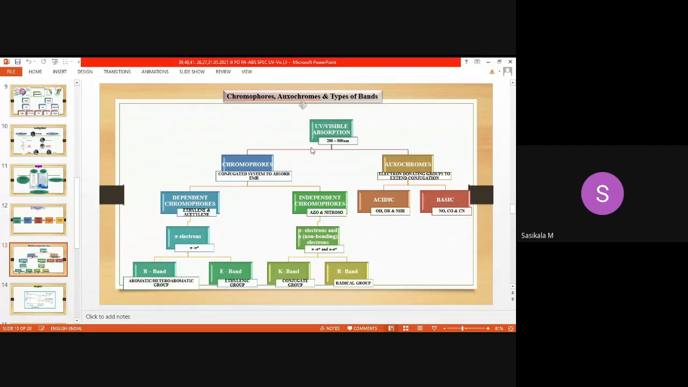So UV visible absorption takes place in chromophores between 200 to 800 nanometer. What is the range of UV visible totally? 200 to 800 nanometer, where UV is 200 to 400 and visible is 400 to 800 nanometer. And this absorption is based on two groups present in the molecule. One is chromophores, another one is auxochromes. Chromophores are nothing but conjugated systems that absorb electromagnetic radiation.